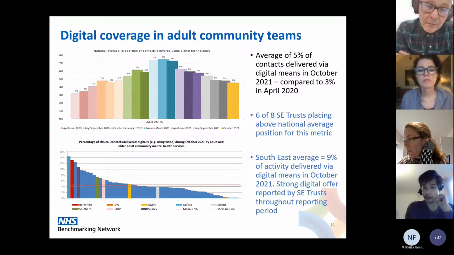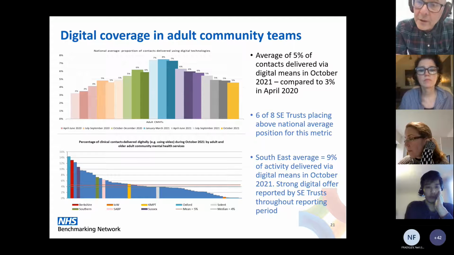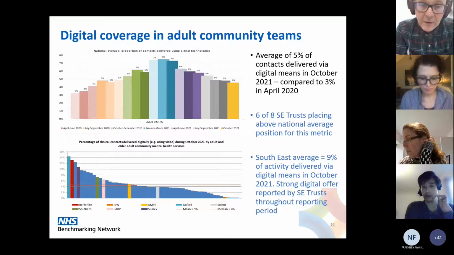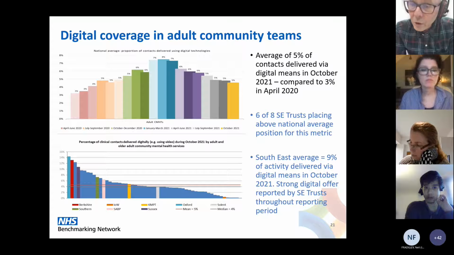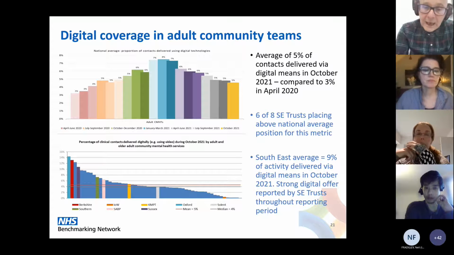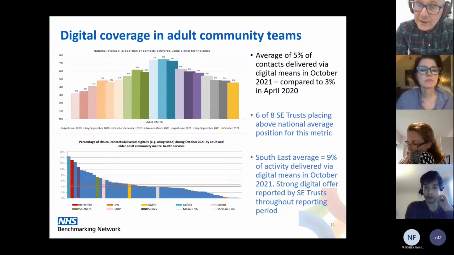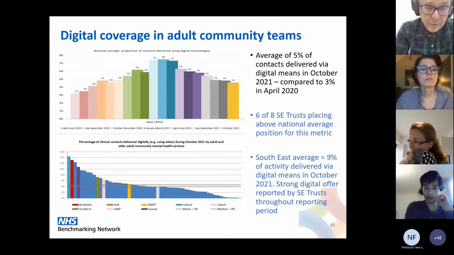So the 2 best performing regions in the country at the moment on digital are the South East and London. And the top chart there is the national average story, I think, of where we got to with use of digital. So it never got that high in terms of adult CMHTs. The region has always done better than national average. And in October, it was still at 9% of all activity being delivered through digital platforms.